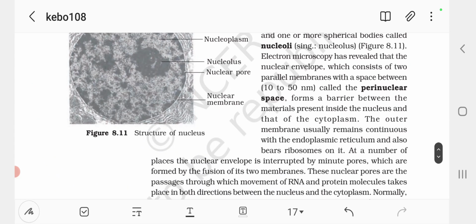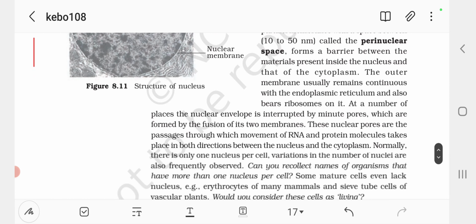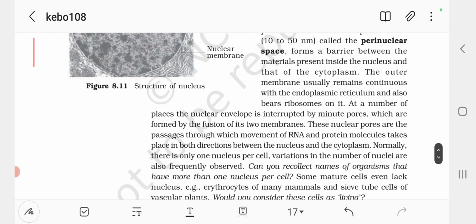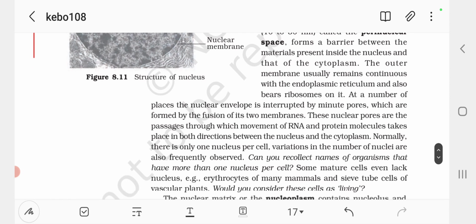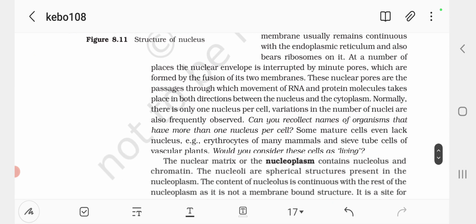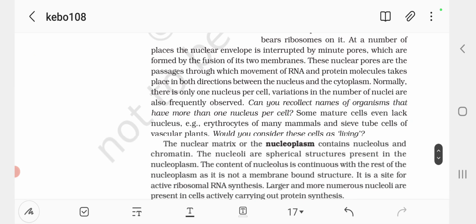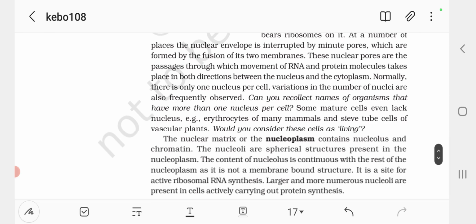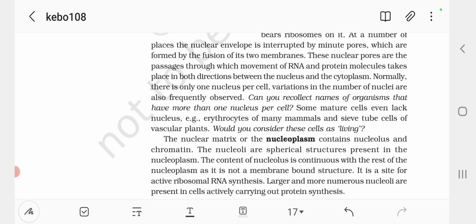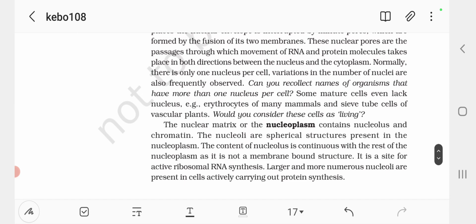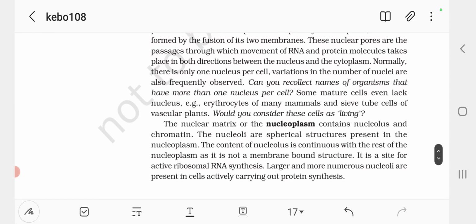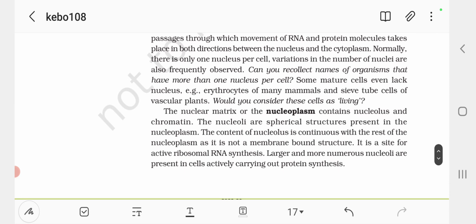Electron microscopy has revealed that the nuclear envelope, which consists of two parallel membranes with a space called the perinuclear space, forms a barrier between the materials present inside the nucleus and that of the cytoplasm. The outer membrane usually remains continuous with the endoplasmic reticulum and also bears ribosomes on it. At a number of places, the nuclear envelope is interrupted by minute pores which are formed by the fusion of its two membranes. These nuclear pores are passages through which the movement of RNA and protein molecules takes place in both directions between the nucleus and the cytoplasm.